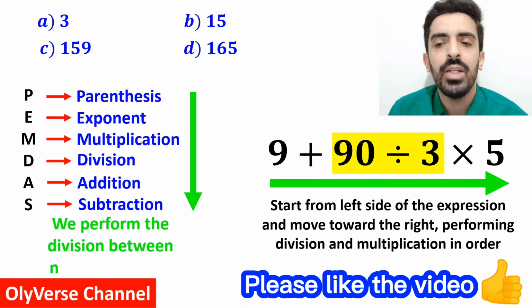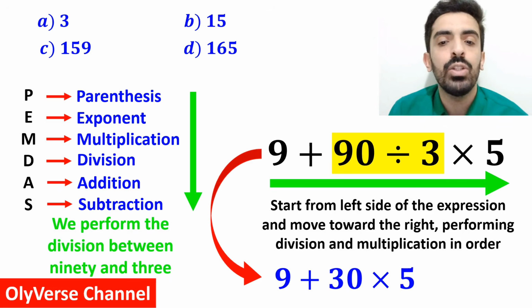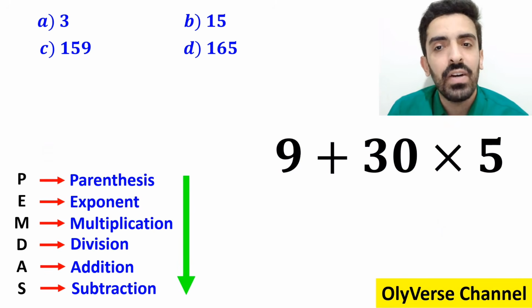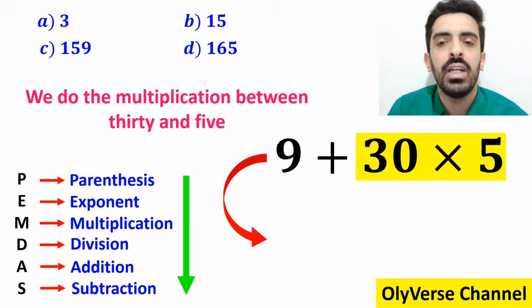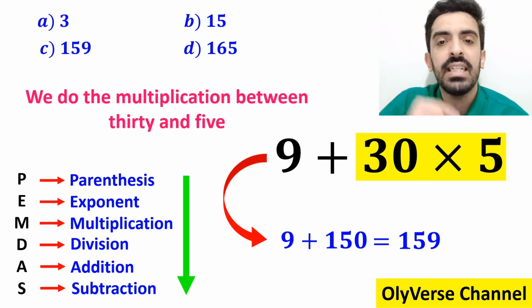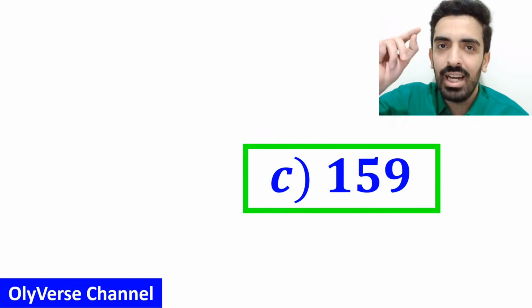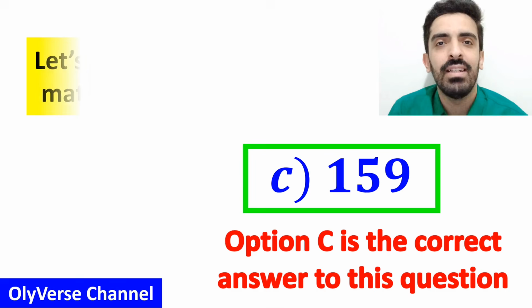So, first we perform the division between 90 and 3, and this expression simplified to 9 plus 30 multiplied by 5. In the final step, we do the multiplication between 30 and 5, which gives us 9 plus 150. And finally, the value of this expression is equal to 159. That's great. Option C is the correct answer to this question.